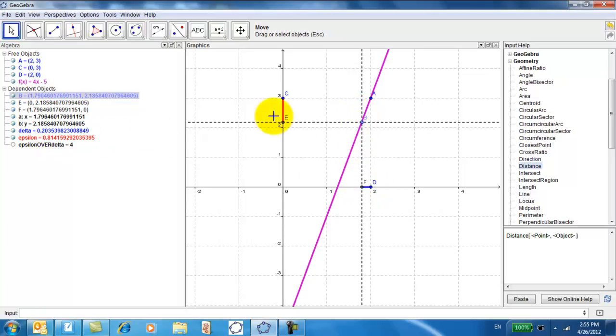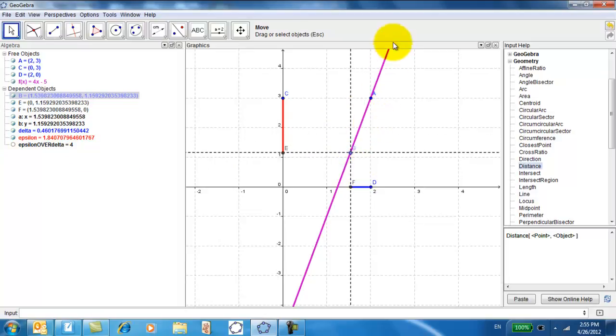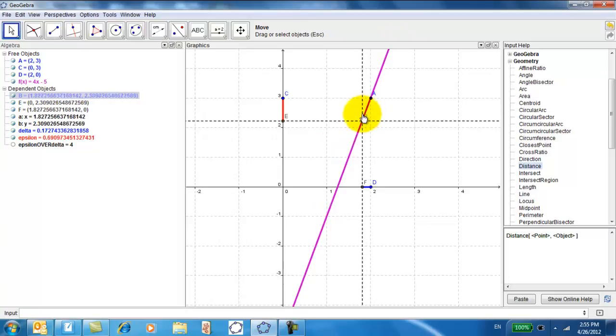Now let's say I want to get within a half. So I move in a little closer and I pick delta to be even smaller, and I'll get within a half of the limit. Now notice this ratio of epsilon over delta is always 4 no matter where I am. That's because it's just a straight line and it's got a slope of 4.